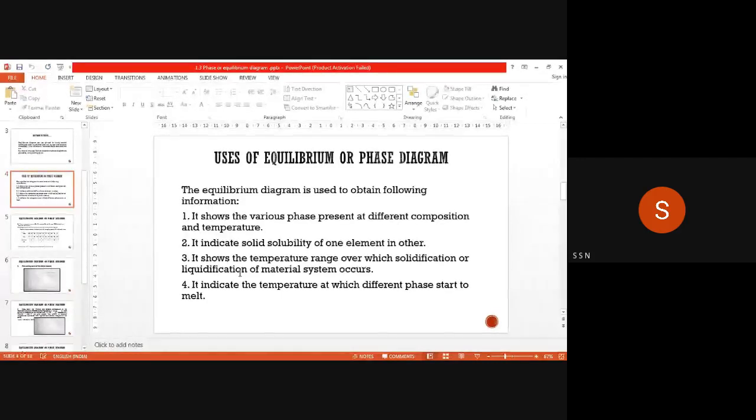It indicates the temperature at which different phases start to melt. These are also important in design because at elevated temperature we cannot use particular materials, since their phase change starts at higher temperature. So we can indicate in that phase diagram the temperature above which we cannot heat that composition, because it will start to change phase. That should be avoided. So these are the uses of the equilibrium diagram or phase diagram. From the phase diagram we can find out all these things.